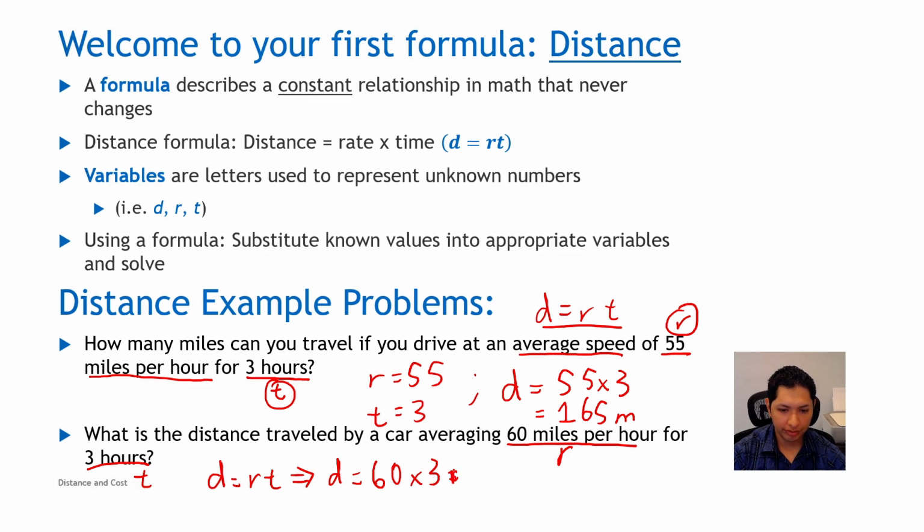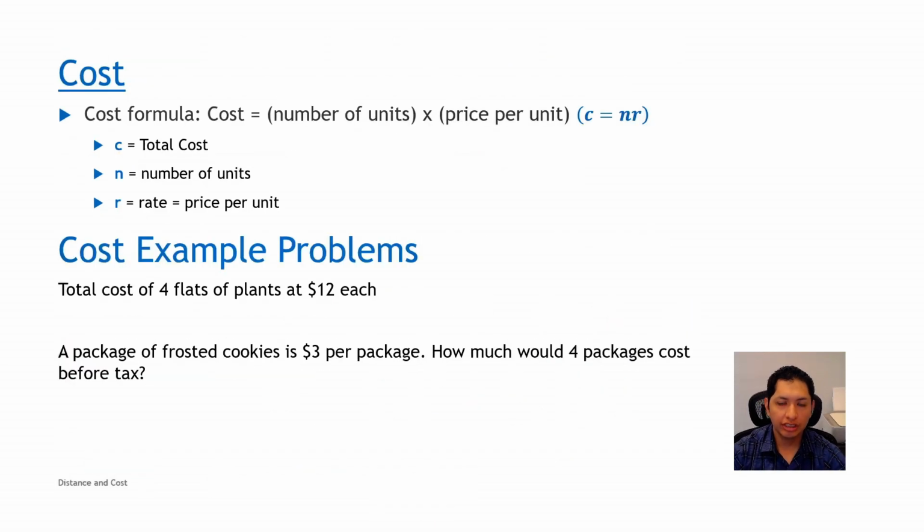And that becomes 60 times 3, which is equal to 180 miles. And that is the distance. Again, it is just substituting the known values into the formula to get the answer. Let's move on to the next section. So now we're going to look at the cost formula.